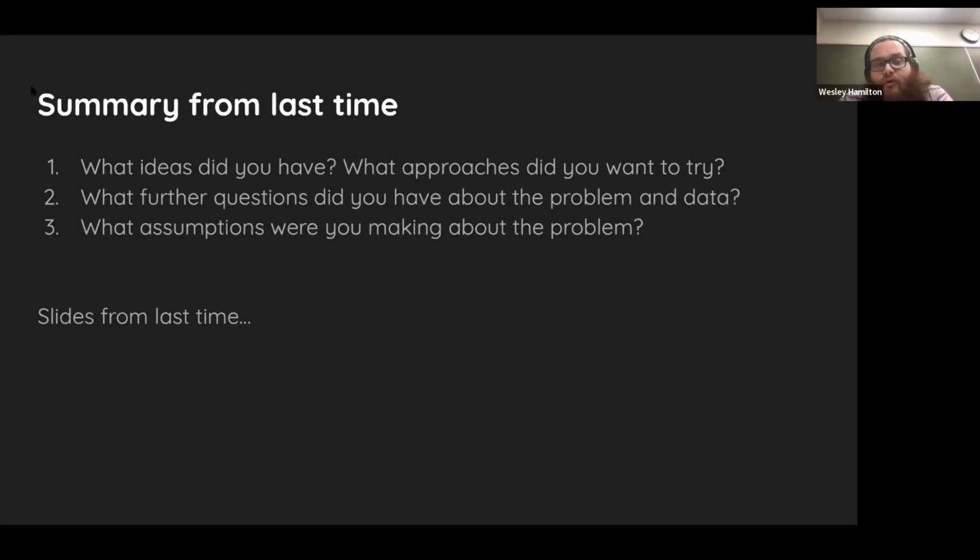And so what we'll do is we'll summarize some of the ideas that came up and some of the discussion that happened, after which we'll go ahead and look at some of these submissions. Okay. And so just things to ponder, right? In general, what ideas did you have about this question? What approaches did you want to try? What questions did you have either about the data or the problem statement, et cetera? What assumptions were you starting to make?